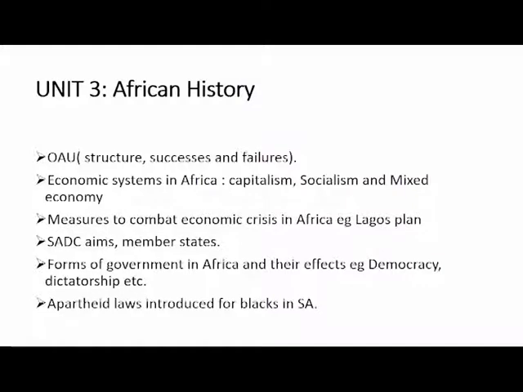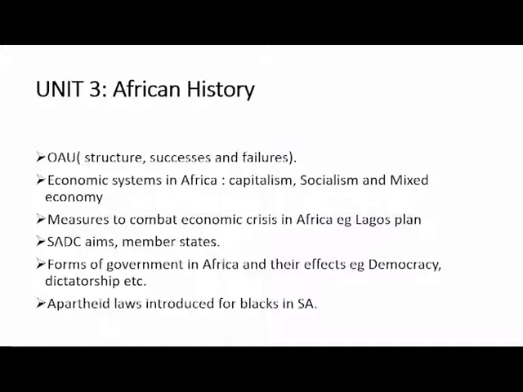Why did I do this? Because many times students have problems: whenever they are asked about economic systems, they give answers like democracy. Democracy is not part of the economic systems. You should differentiate between political systems and economic ones. Economic systems are how the economies of the African continent or African countries were being run or are still being run.